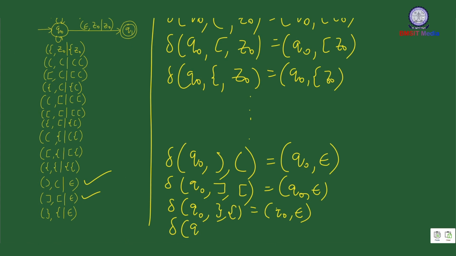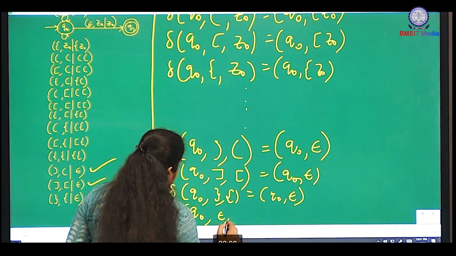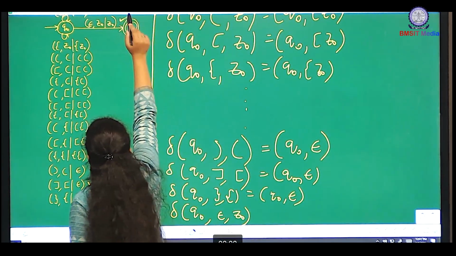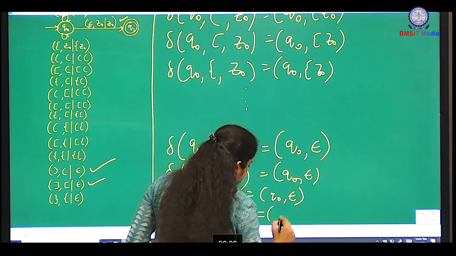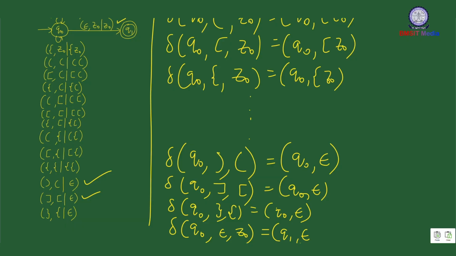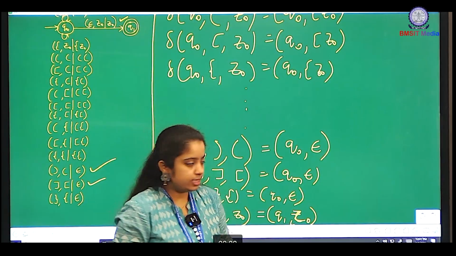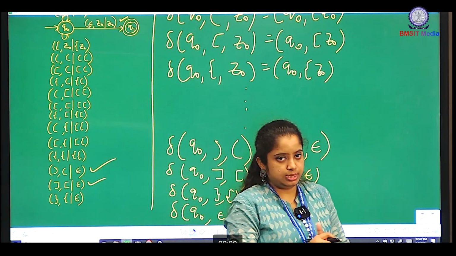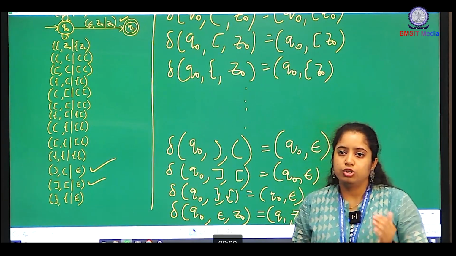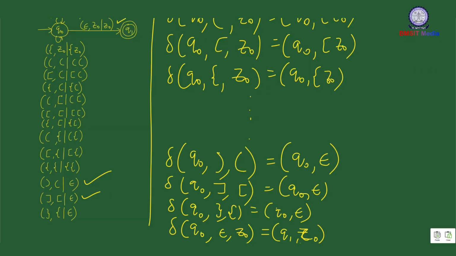Finally, reaching the final state: Q naught, epsilon, Z naught should be the top stack element. We are writing the transition for this one. You will reach the final state Q1 on epsilon and Z naught. Q1, Z naught, you have reached the final state, and this is accepting by final state method. If you are accepting by empty stack method, use epsilon, that is popping.